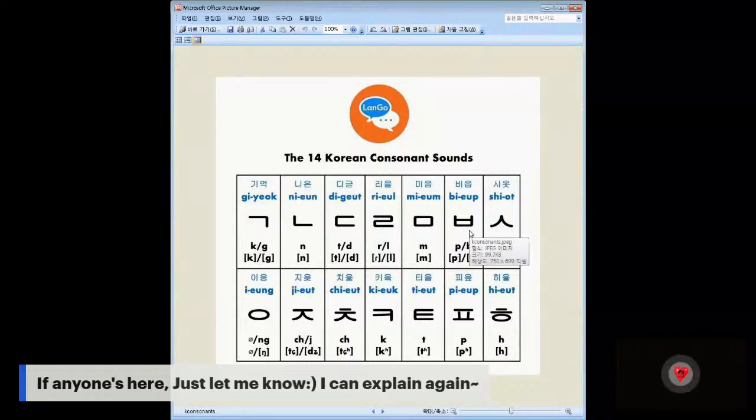Yeah. And the next consonant is 비읍, and it says P or B. Also, it's somewhere between P and B. So softer again, P, 비읍.